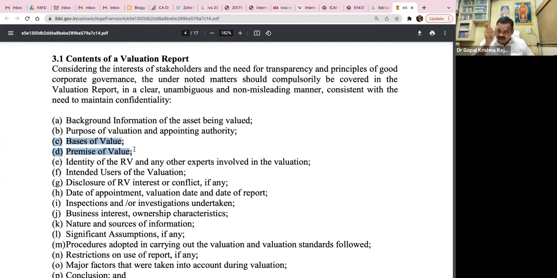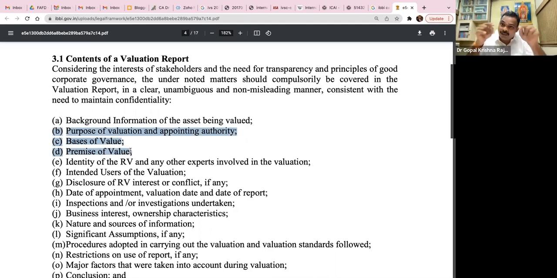What is your base? Give it very clearly. Liquidation value, what is liquidation value? Why are you taking liquidation value? Fair value, why are you giving fair value? Is it a financial reporting purpose you are doing valuation for? Or a transaction purpose? If it is transaction purpose valuation, maybe you have to go for investment value, or fair market value, or market value. Okay, you have to explain very clearly. So that is why the purpose is first, base is next, then premise.